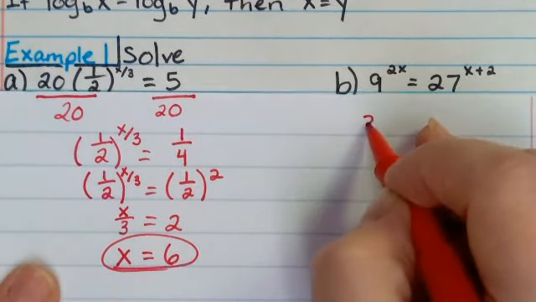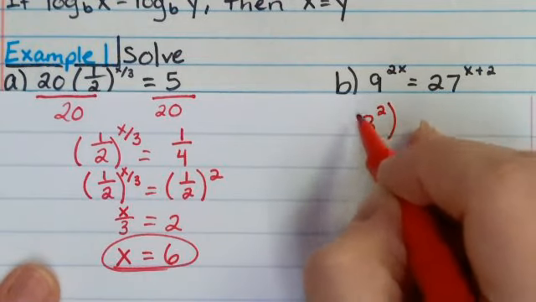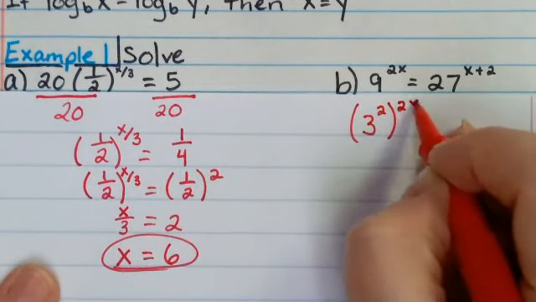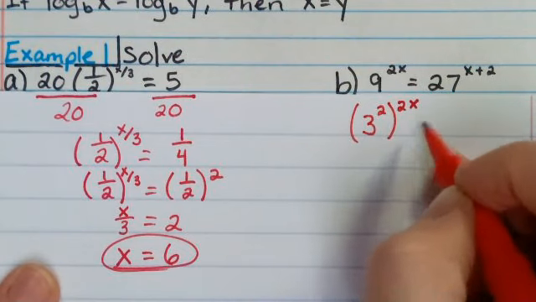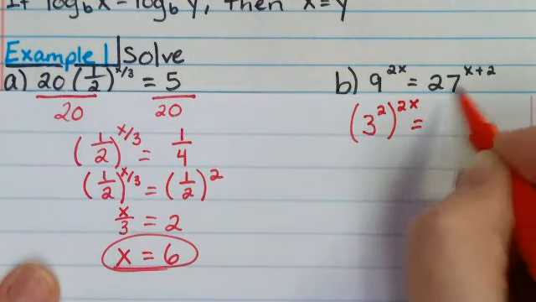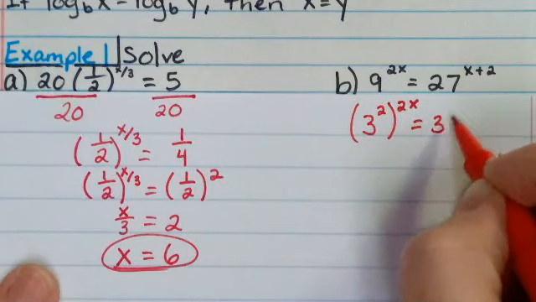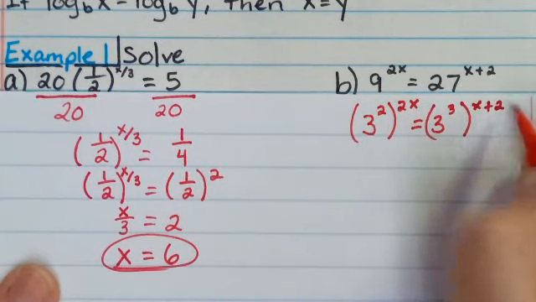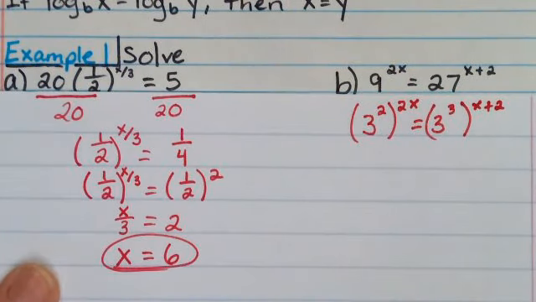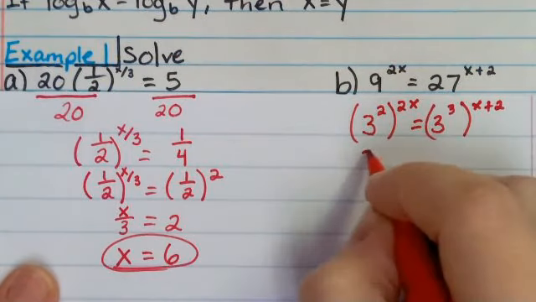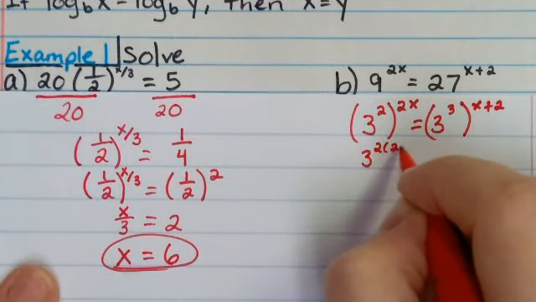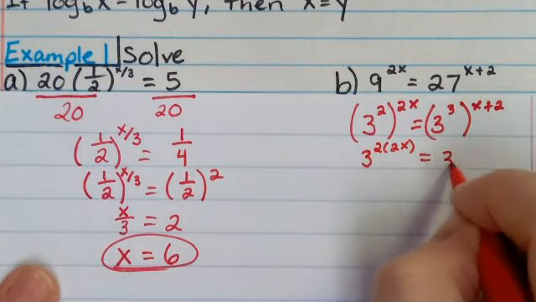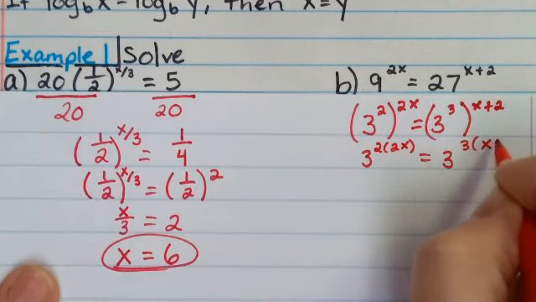9 is the same thing as 3 squared, right? So really this is 3 squared, 9, to the 2x power. And over here, 27 can be written as 3 to the third. And that's still to the x plus 2 power. Then you just have to remember your exponent rules from Algebra 1. This is 3 to the 2 times 2x, 3 to the 3 times x plus 2.